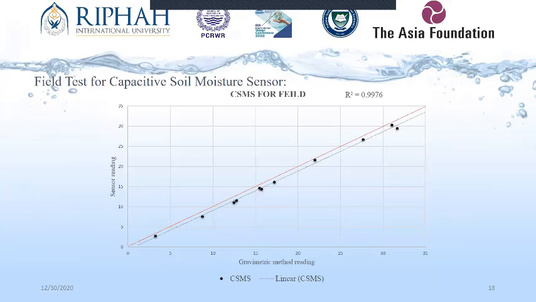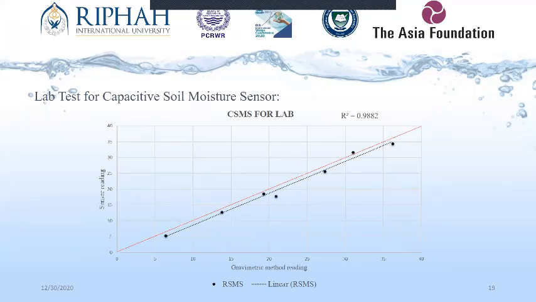After the calibration, we wanted to validate our sensor, whether our sensor data is accurate or not. So we took the sensor to the field and got some samples, and then plotted the scatter graph. Here is the scatter graph, and the red line is the 1:1 line. It means the linear line of the data is nearly the 1:1 line. That means it is really accurate, and the correlation found is 0.9976. And for the lab testing, we also concluded the lab test, and we found that the R square value is 0.9882.